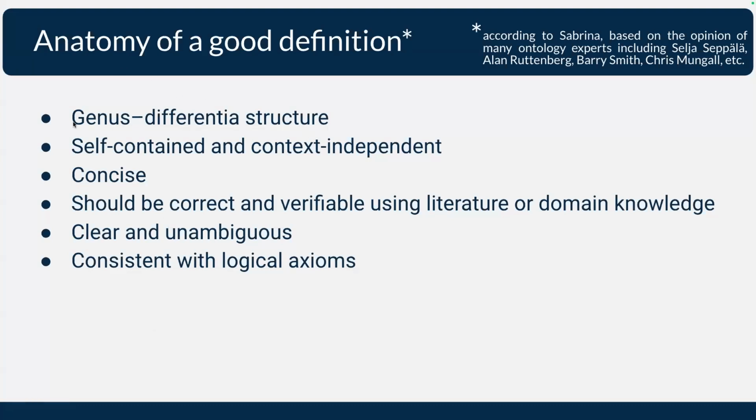So a good definition should follow the genus differentia structure. We'll talk about that in a minute. This is going to be the bulk of the discussion. It should be self-contained and context independent so that anybody is able to follow and understand no matter the context. It should be concise because a definition is not a description. It should be correct and verifiable using literature. I think we're all thinking, yeah, it should be correct, but this is something that needs to be mentioned. It should be clear and unambiguous, and as we mentioned several times, it should be consistent with the logical axioms.